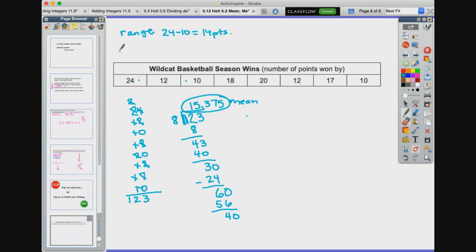Your mode and your median we'll look at right now. So if we put these numbers in order, go 10, 10. Remember, I'm getting rid of these, so that way it's easier to see what I'm working with here. And then I put another 12 in there. And then I have a 17, and I have an 18, and I have a 20, and a 24.